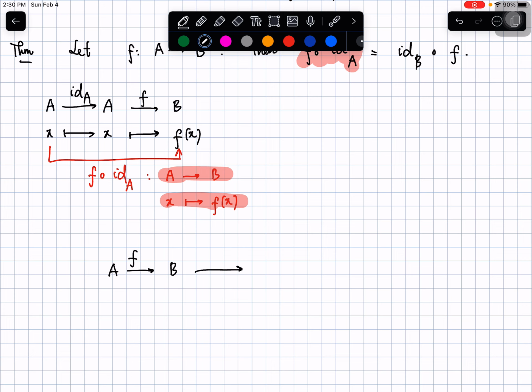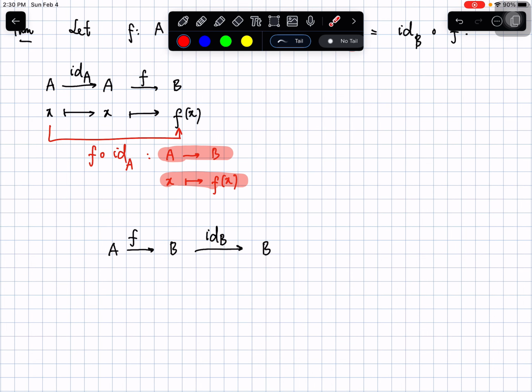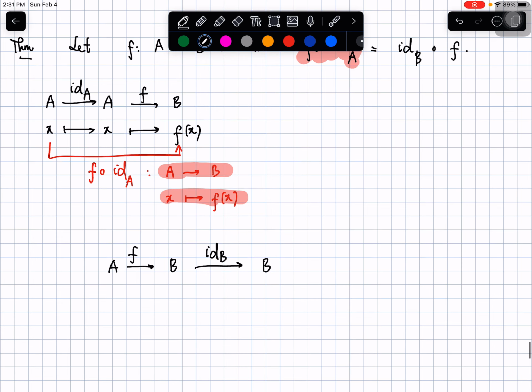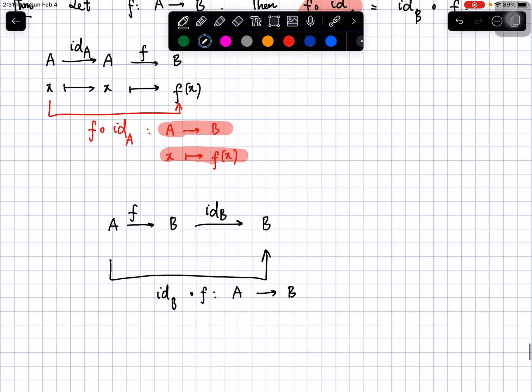Now we have the identity function on B. It sends any point b to exactly that point b. So identity on B composed with f is this function. Identity on B composed with f is a function from A to B. What does it send to? Any point x on A maps to f of x in B. f of x in B maps to f of x itself in B through the identity map.